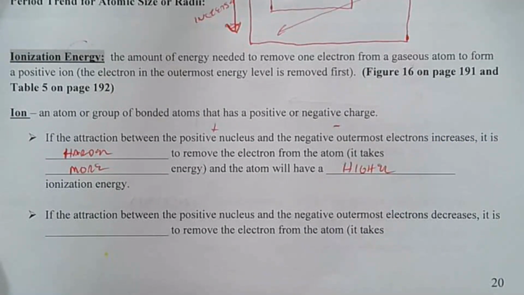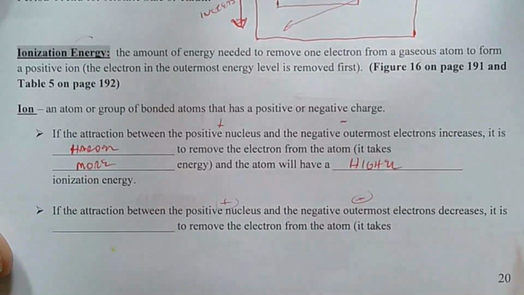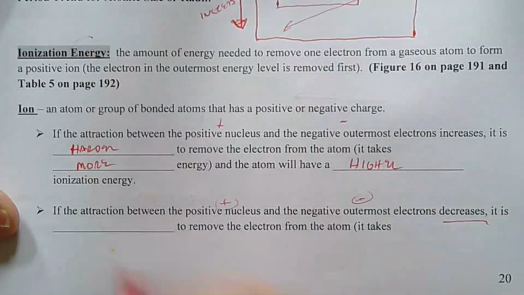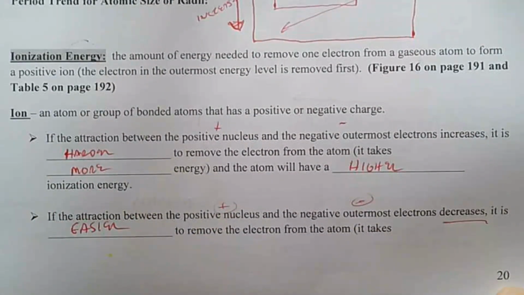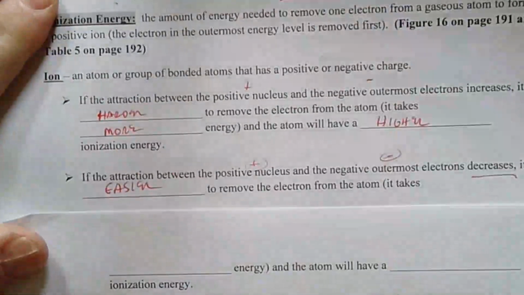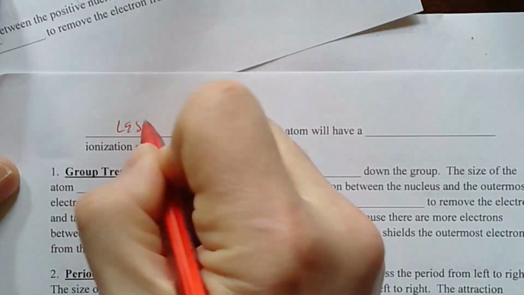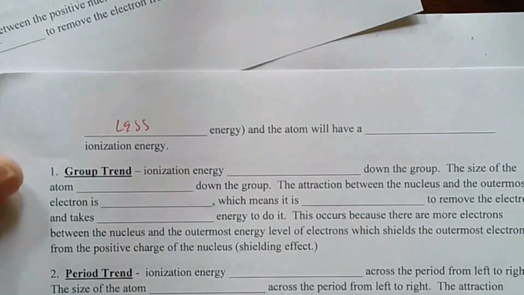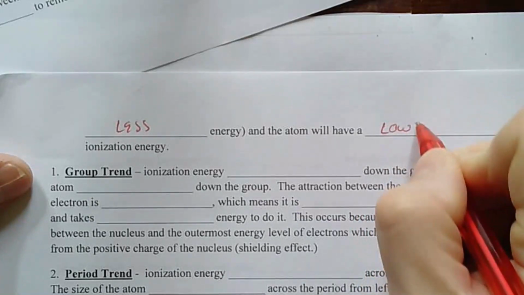Basically just saying the greater the force of attraction between the nucleus and its outermost electrons, the more energy it's going to require to remove that electron. Likewise, if the attraction between the positive nucleus and the negative outermost electron is decreasing, it is going to be easier to remove the electron from the atom, which means it is going to take less energy and the atom will have a lower ionization energy.